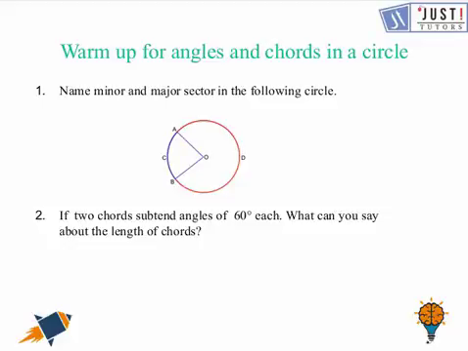So in the first question, we have to name minor and major sector in this given circle. So as we know, minor sector is made up of a minor arc. So here in this circle, arc ACB is the minor one. So let's write minor sector in front of it. And arc ADB, the one in red, is the major arc. So that forms a major sector.